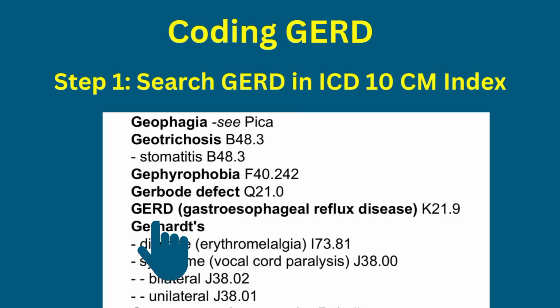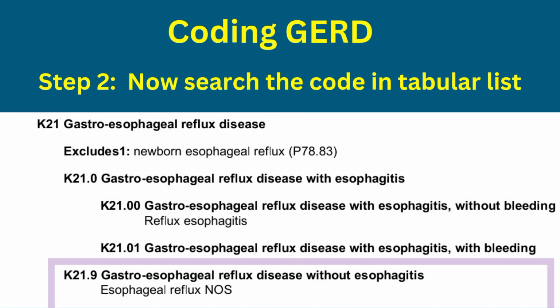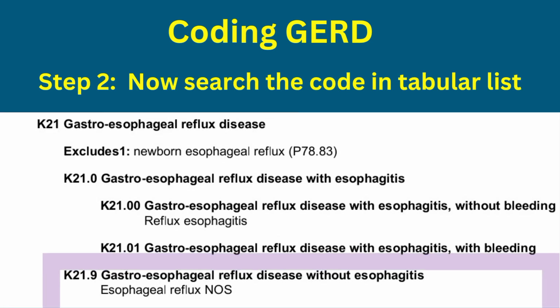Now let us see the coding part of GERD. The first step to code the GERD, that is GERD, is search the term GERD in the ICD. You'll get a code of K21.9 in the ICD-10-CM index. Now the next step is to go to the tabular list to cross-verify that particular code.